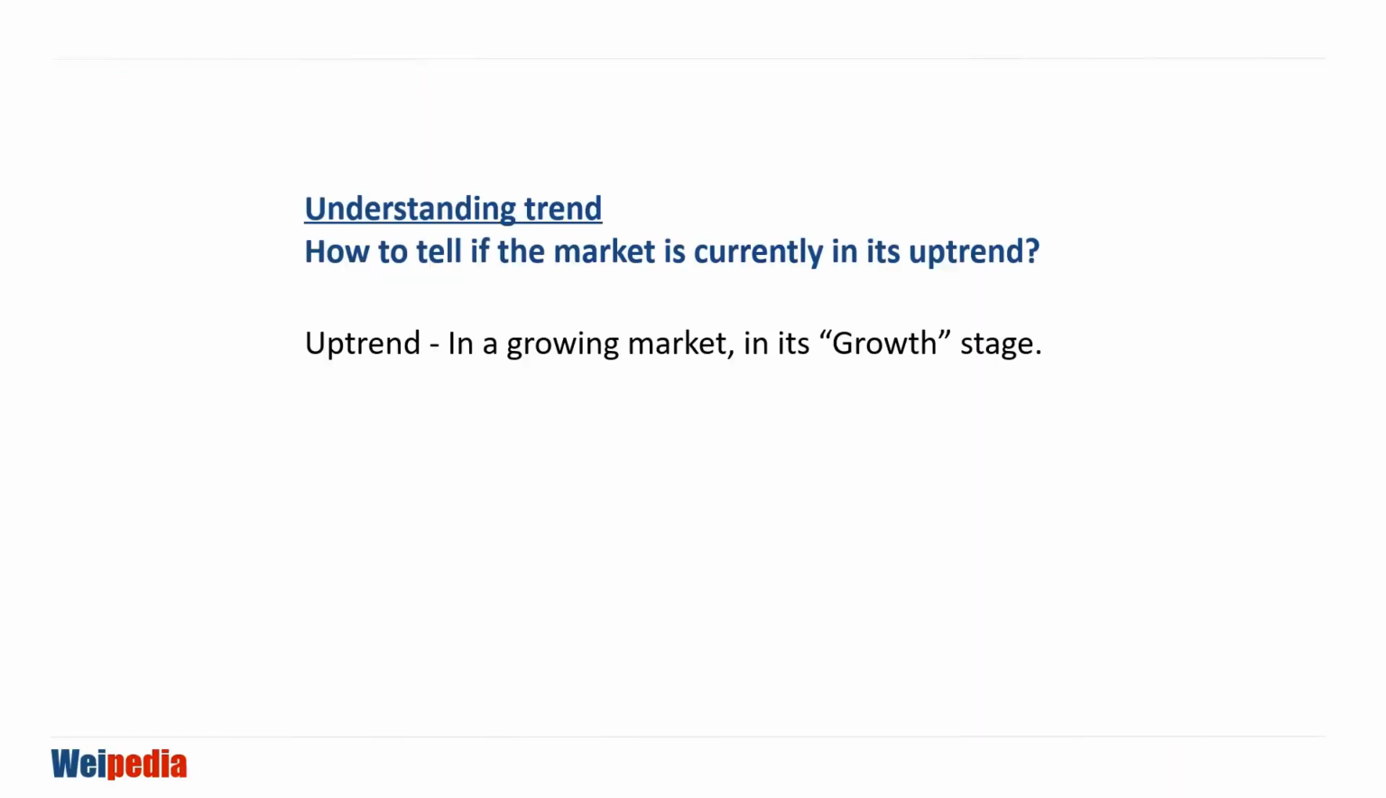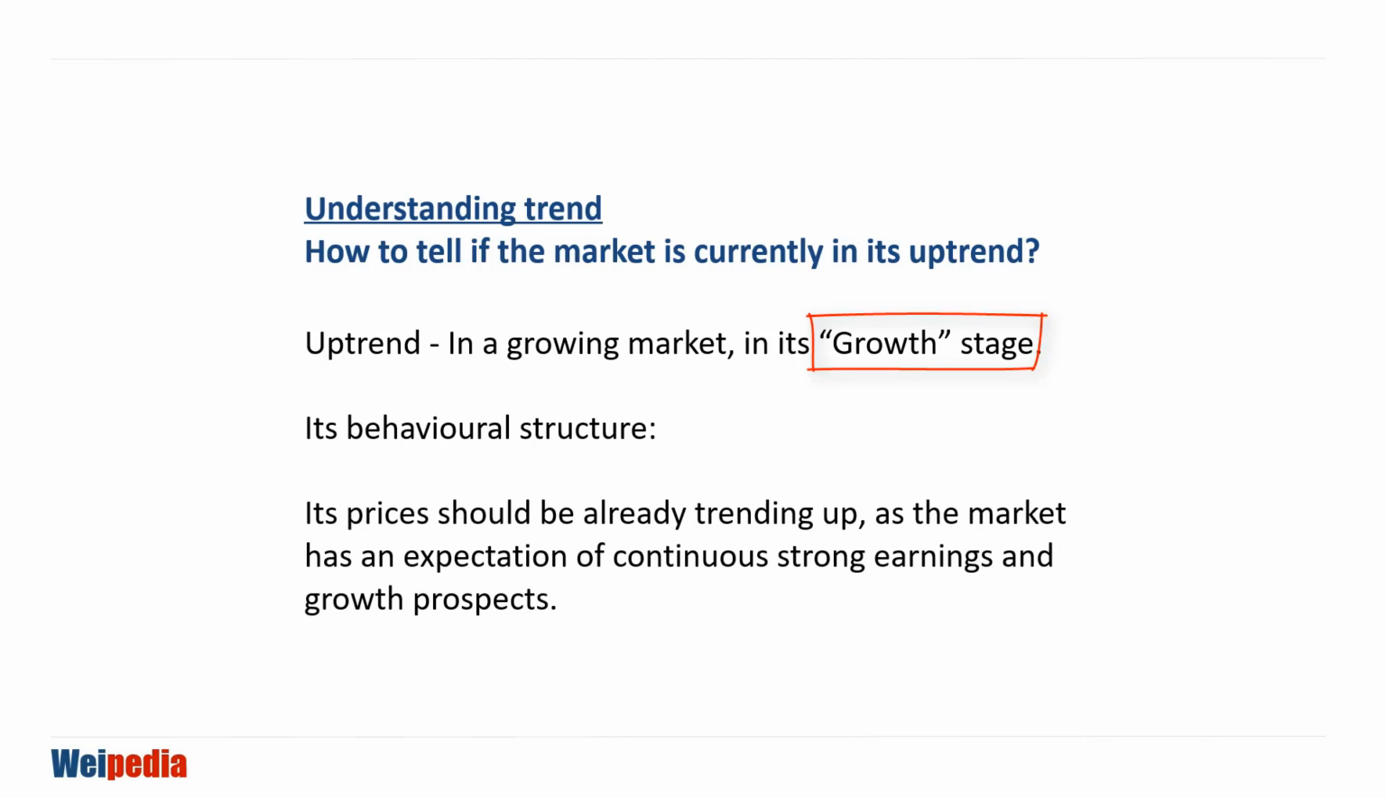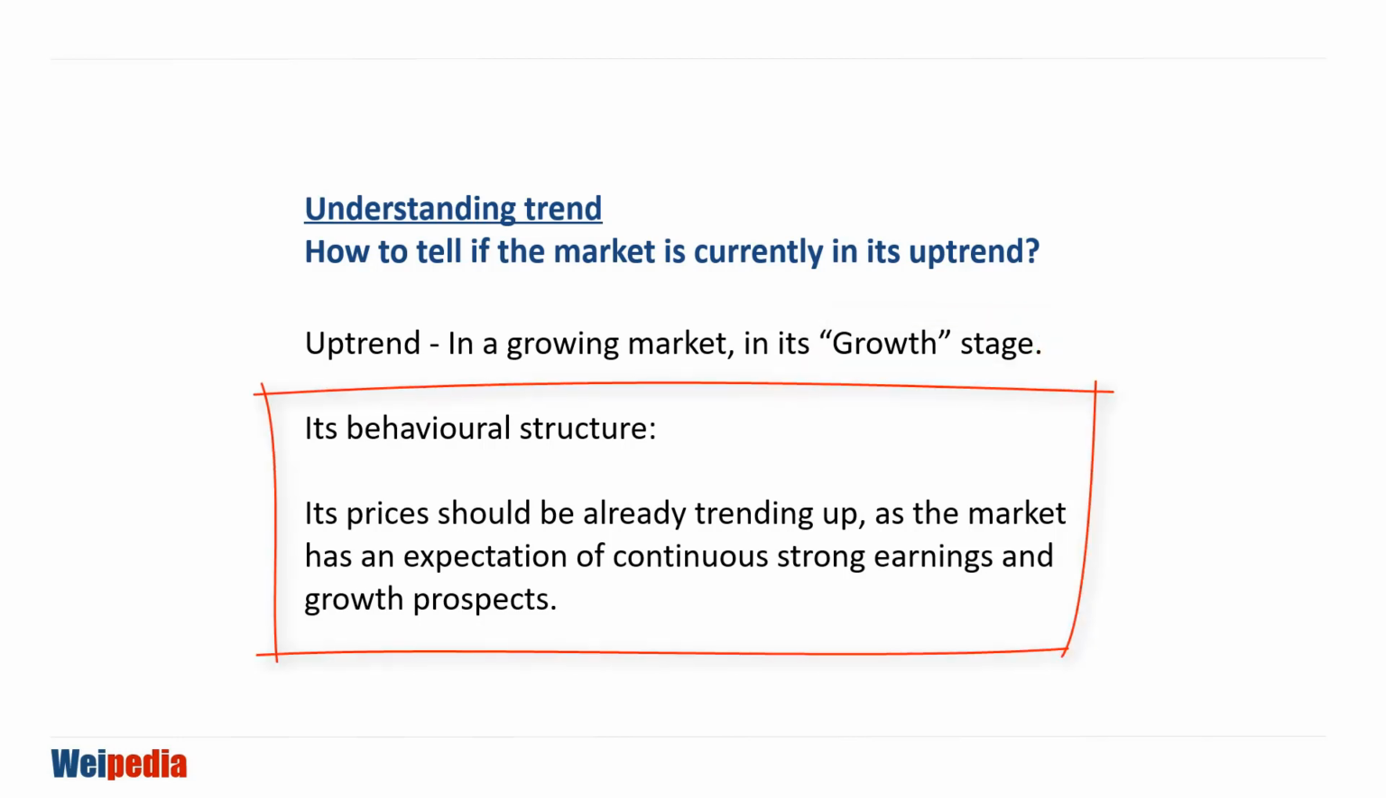Is there a way that we can tell that the market is currently in its uptrend? In a growing market, naturally the market will be in an uptrend, and this is what I call its growth stage. Before we get into the structure to study if the market is currently in its uptrend, let's look at the definition of an uptrend. Its prices should be already trending up, as the market has an expectation of continuous strong earnings and growth prospects.